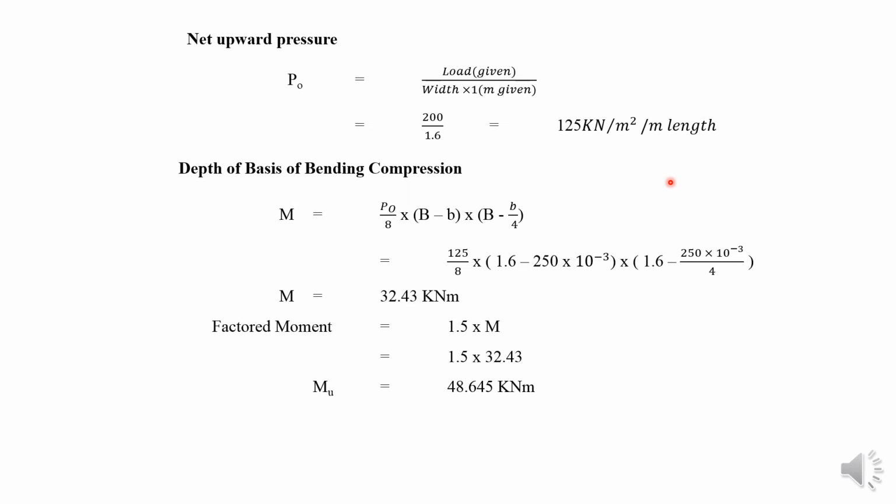Next we determine the net upward pressure, that is P0 is equal to load by width, into 1 meter given. So 200 divided by 1.6 will be equal to 125 kN per meter square per meter length. Then the design basis of bending in compression: M is equal to P0 by 8 into (B minus b) into (B minus b) by 4. Substituting the values, finally we get M is equal to 32.43 kN per meter. The factored moment is 1.5 into 32.43, that will be equal to 48.645 kilonewton meter.